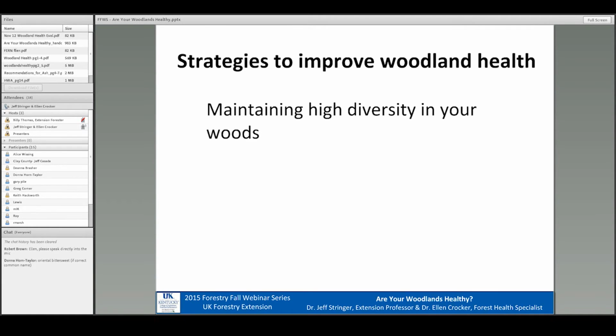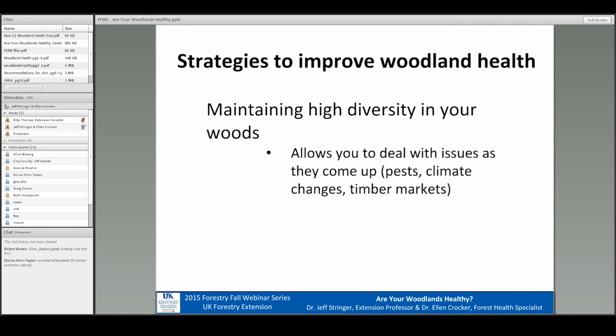But it also can help you with little things like timber markets. Now, this has nothing to do with forest health, but diversity can help you as markets go up and down for different species. If you've got a diversity of species in your woods, you're always going to be able to tie into timber markets as things change over time. So diversity helps you all the way around.